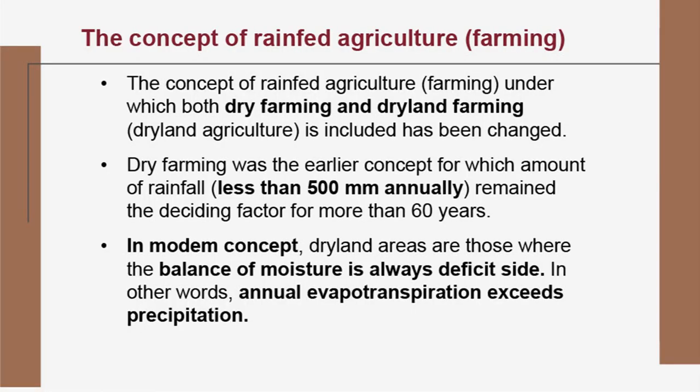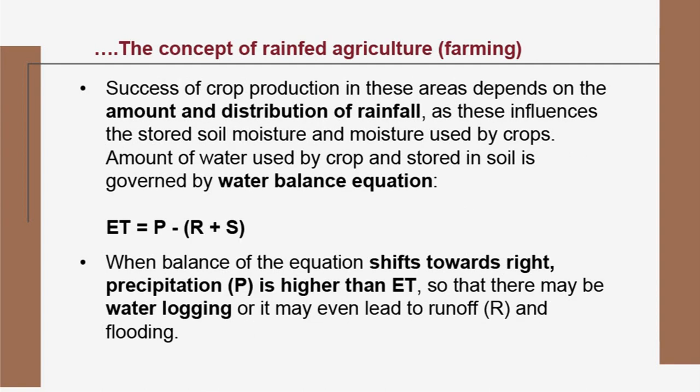So the concept of rainfed agriculture, under which both dry farming and dryland farming are included, has changed. Dry farming was the earlier concept, for which the amount of rainfall, less than 500 millimeter annually, remained the deciding factor for so many years, up to say 60, 70 years. In modern concepts, as you have seen in the last table, dryland areas are those where the balance of moisture is always on the deficit side. In other words, annual evapotranspiration exceeds precipitation. Success of crop production in these areas depends on the amount and distribution of rainfall, as these influence the stored soil moisture and moisture used by crops. The amount of water used by crop and stored in soil is governed by the water balance.